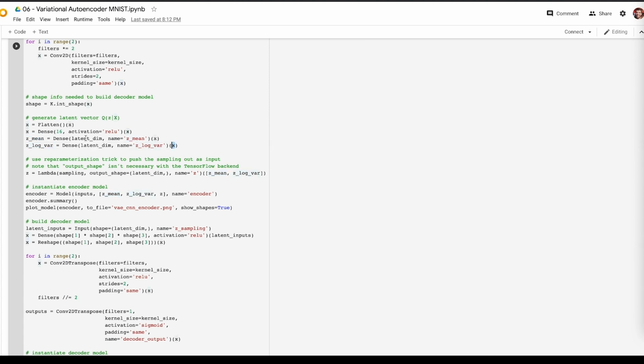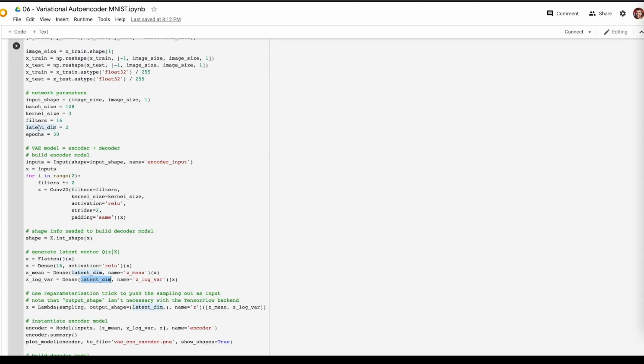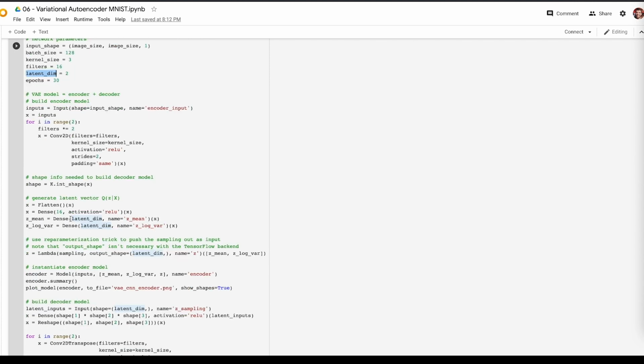Those are two things that it has to learn, and we represent each of these with a certain number of neurons that is specified in this variable. So our latent dimensionality is 2. We have a two-dimensional latent representation for Z mean and the variance here.